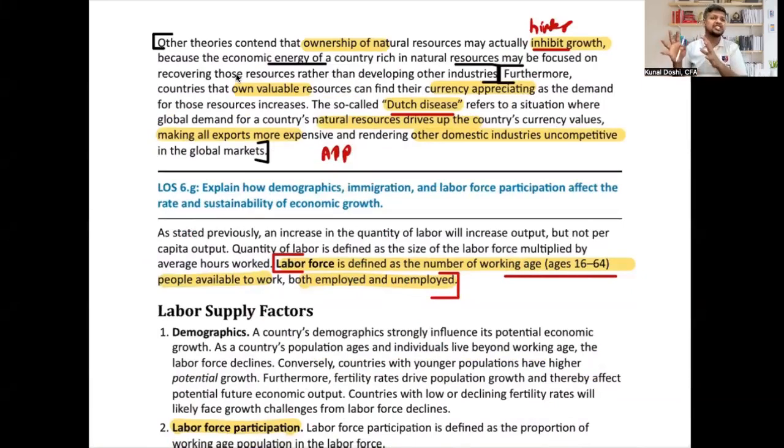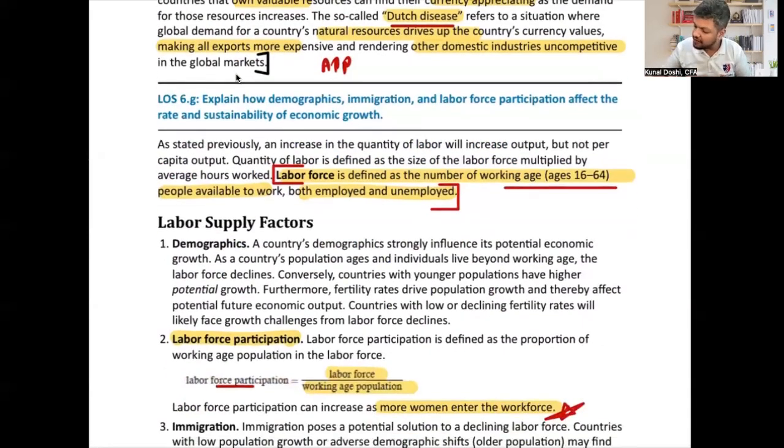Same like natural resources, we'll now talk about the demography, we'll talk about the physical and the human capital and education and technology and everything. One by one, we'll understand the other factors, how they contribute to economic growth. Now, let me talk about demography. Okay, when I say demography, basically the focus is on the population.